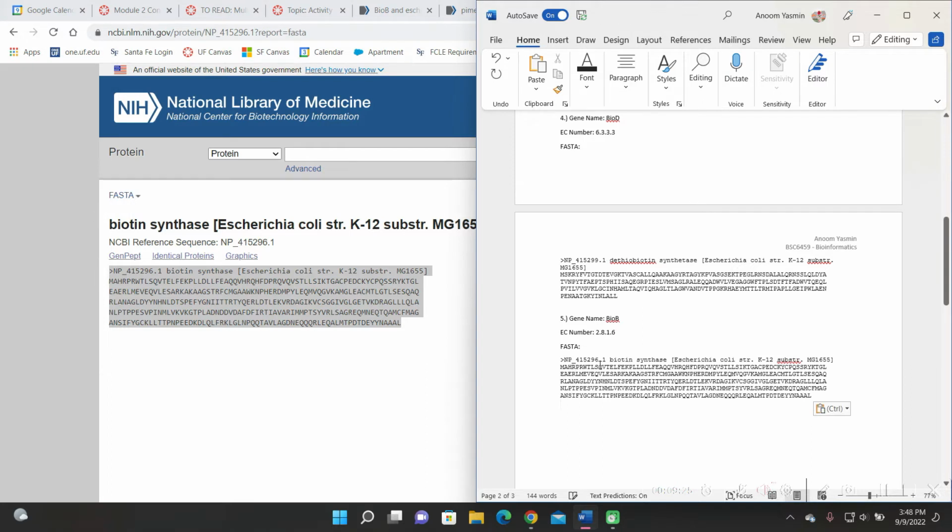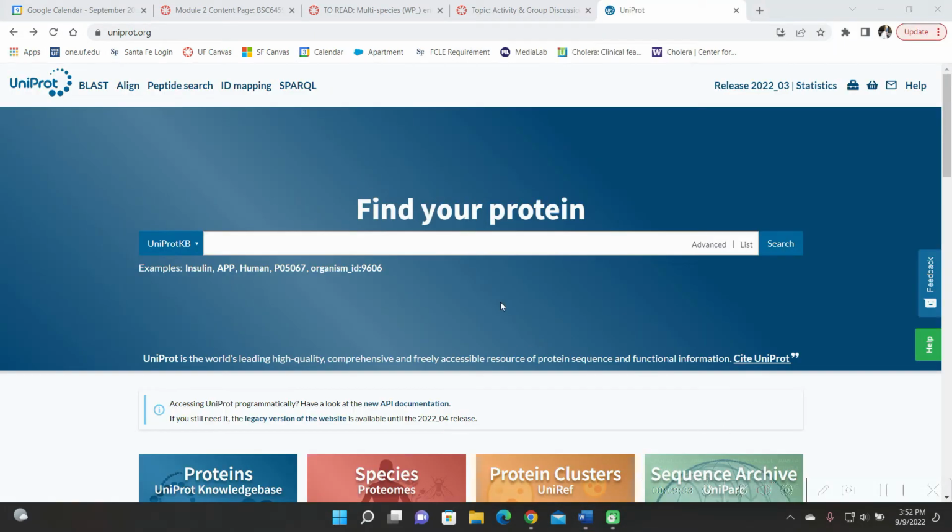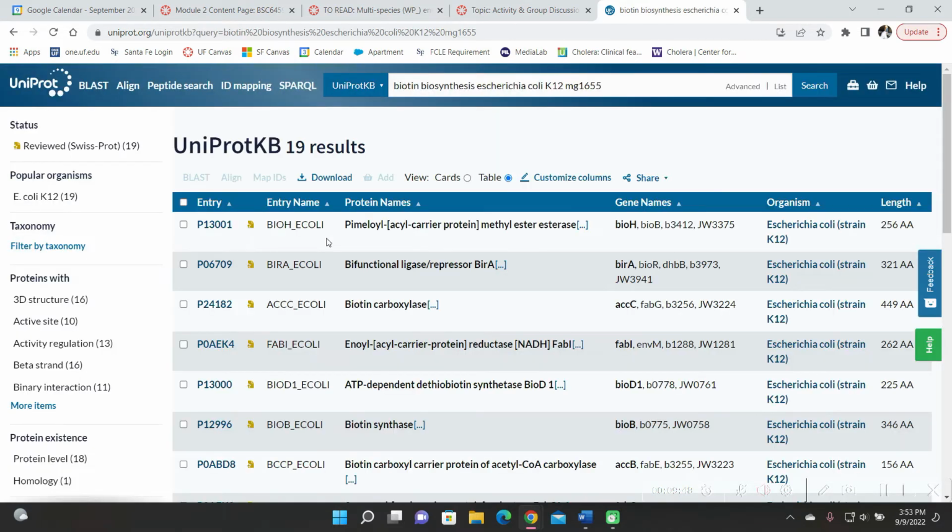I then did this Biotin pathway search a second way by starting on UniProt. Here I typed in Biotin Biosynthesis Escherichia coli. And I specified K12 MG1655, and then the first one seemed to work.